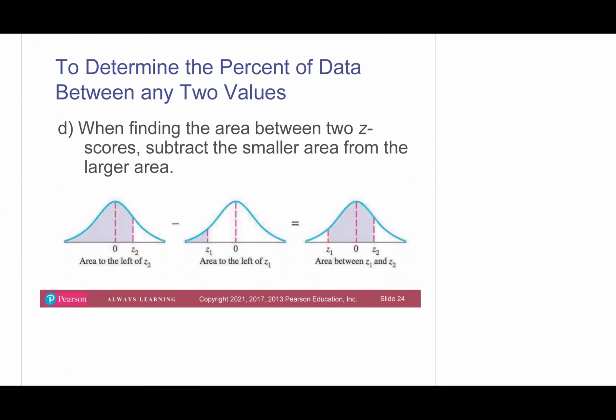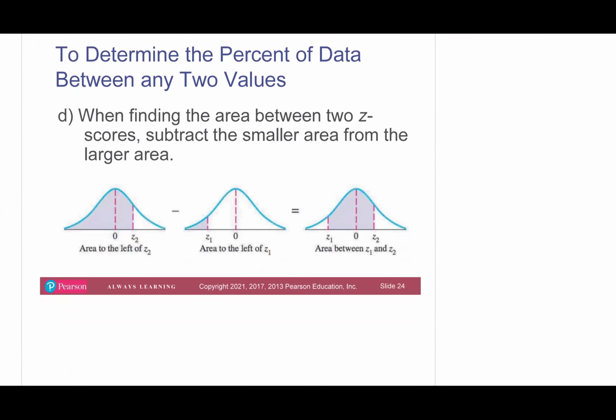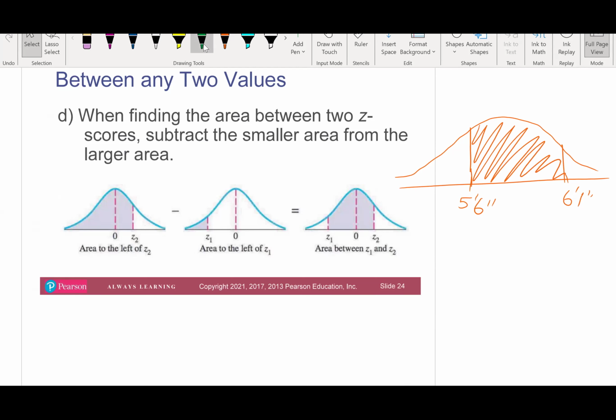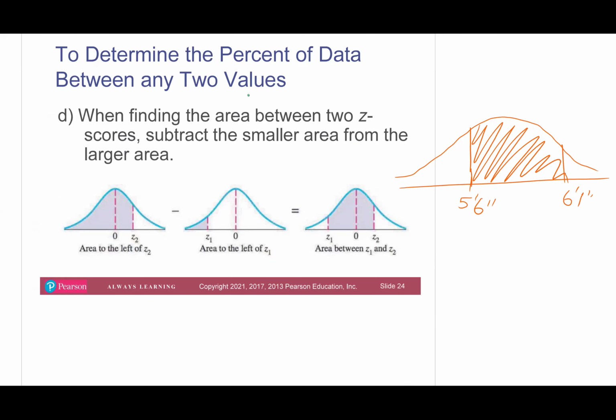This is more like it. This is what I was trying to allude to, when I had the 5'6" and the 6'1". If this is my person that's 5'6" and here's 6'1" over here, and I want to know the probability of me being between here and here, I have to use some logic to figure it out, because I know that once I calculate the z-score for you, whatever, and the z-score for you, whatever, I look them up in the table.